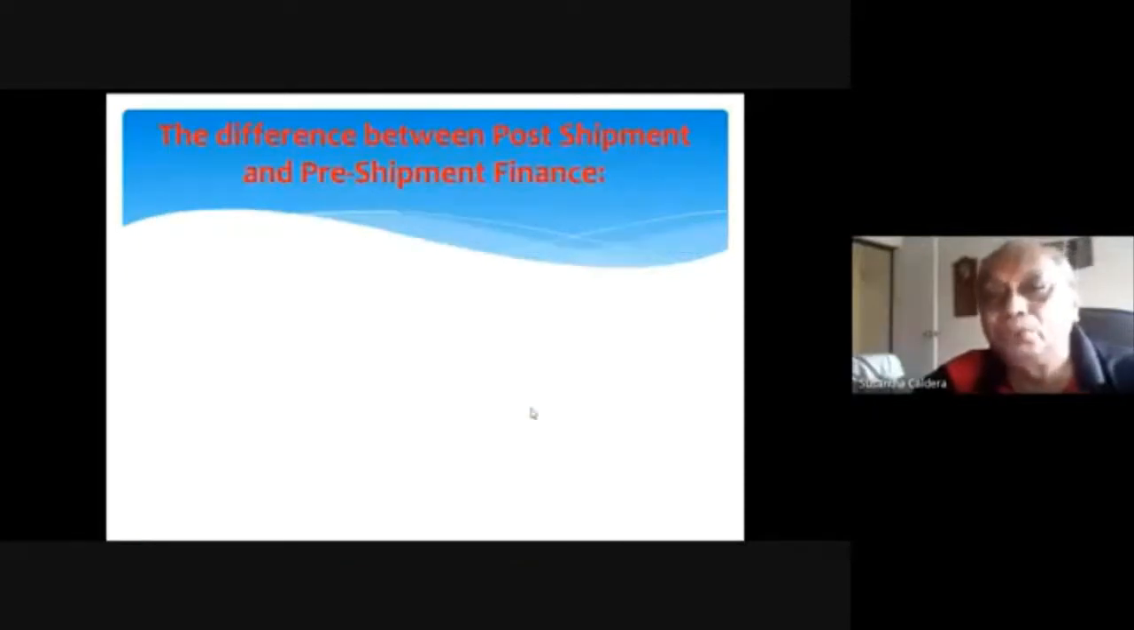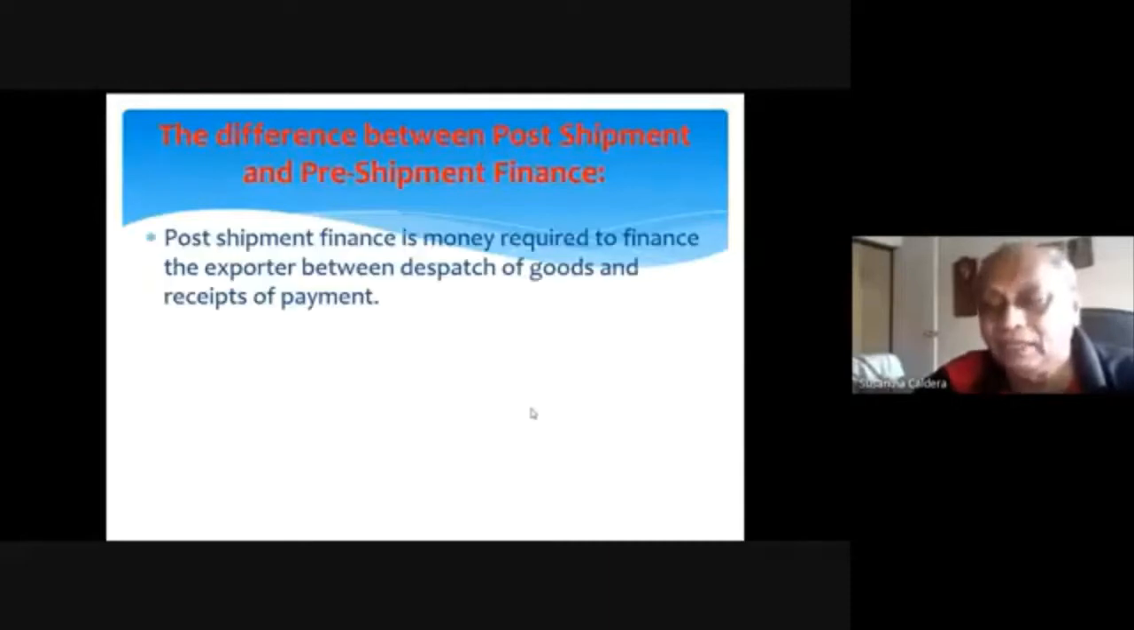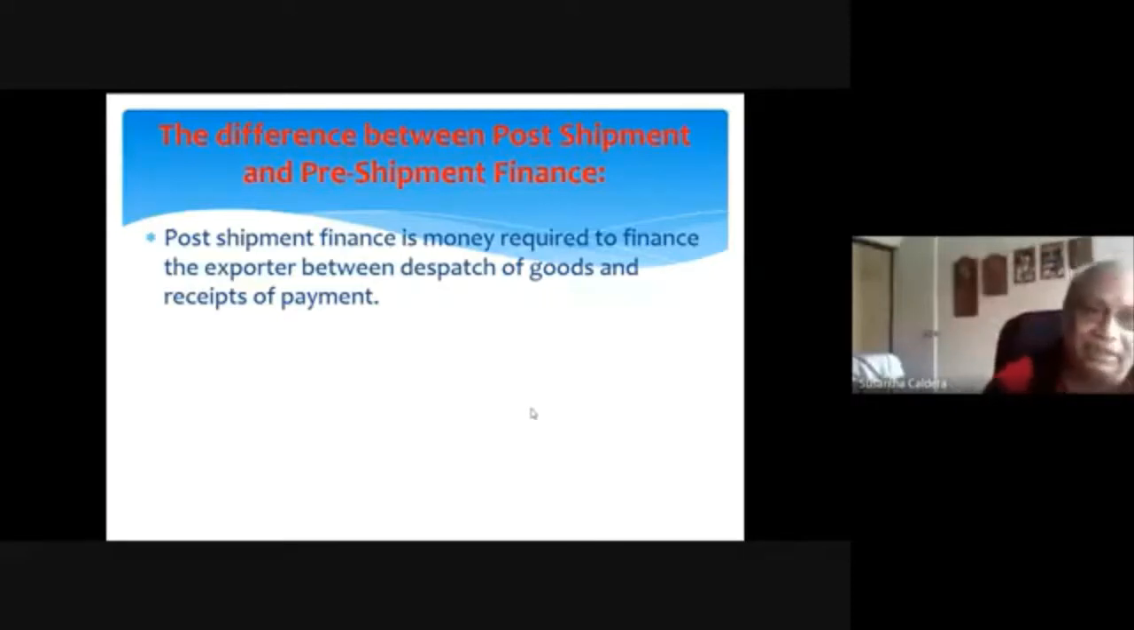The difference between post-shipment and pre-shipment finance. There are two types of financing in international trade. One is post-shipment, the other one is pre-shipment. Post-shipment finance is money required to finance the exporter between dispatch of goods and receipt of payments. Right? Now, when you dispatch the goods after manufacturing, sometimes it might take about 1 month or 2 months to get the money. If it is 30 days DA or 60 days DA, you will be getting the money after 2, 2.5 months time.